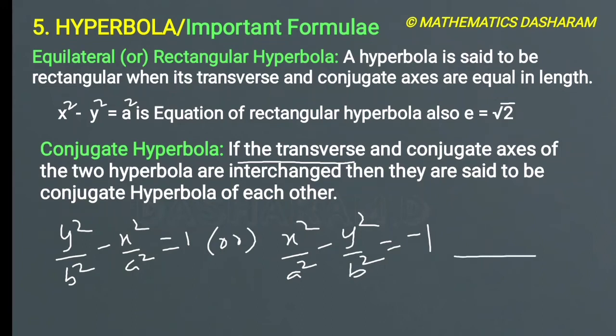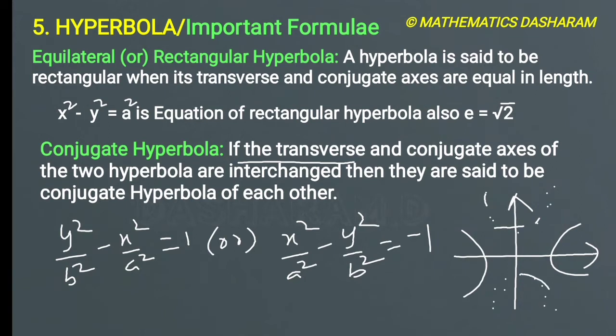For example, here is the x-axis and the y-axis. These are the hyperbola, and this dotted line is the conjugate hyperbola, because here the transverse and conjugate axes are interchanged. That is why we got this dotted hyperbola. So these are called conjugate hyperbolas.